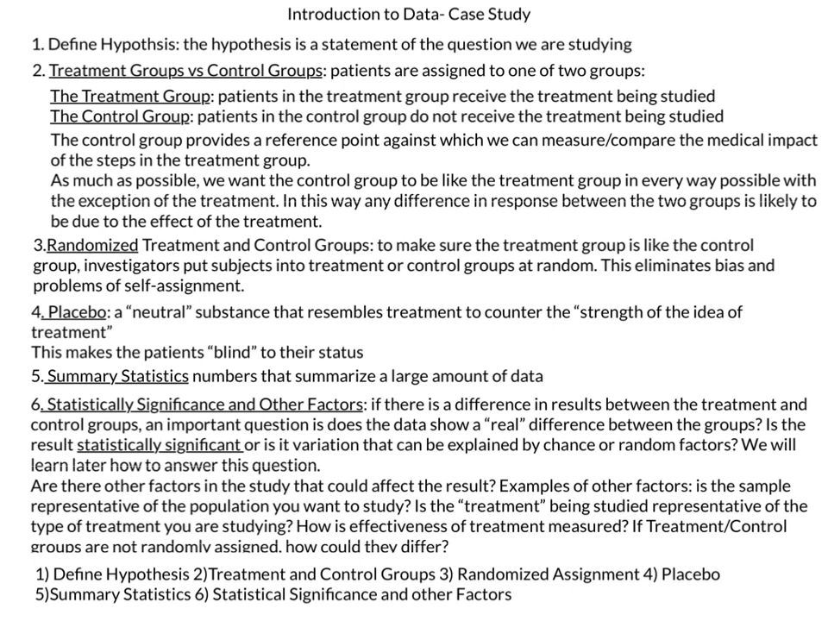An important idea in assigning patients into treatment and control groups is to randomize that assignment. So we want to make sure the treatment group is like the control group. So we have investigators put subjects into treatment or control groups at random. This will eliminate bias and problems of patients self-assigning themselves into treatment or control groups.